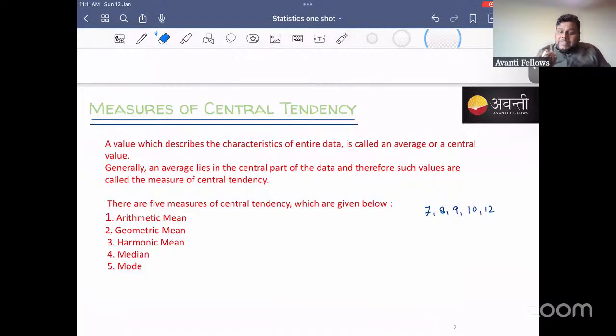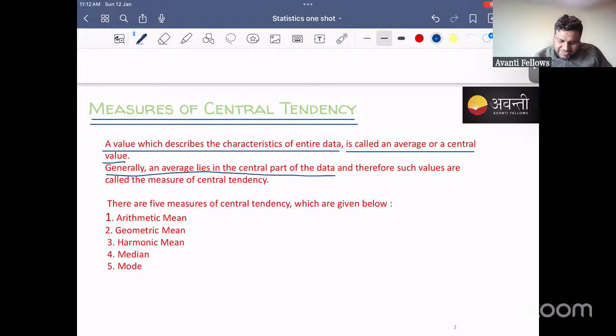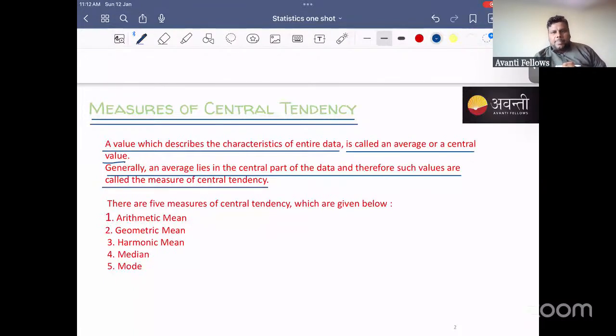Understood? So that 9 or 9.5 is some average or some value around which the entire data is revolving. That is what we call central tendency. A value which describes the characteristic of the entire data is called an average or a central value. Generally, an average lies in the central part of the data, and therefore such values are called central tendency or measure of central tendency.